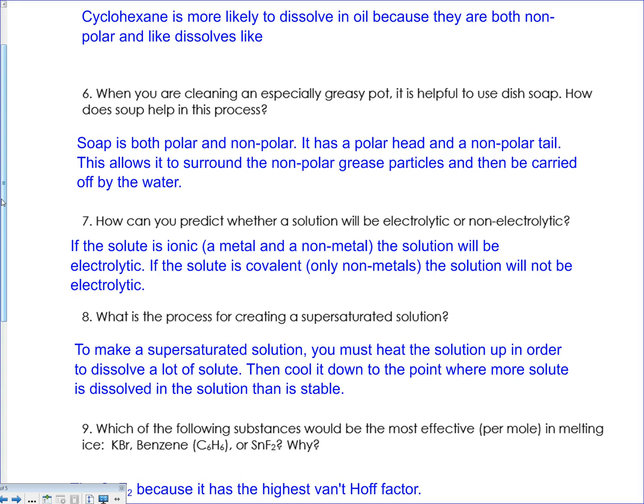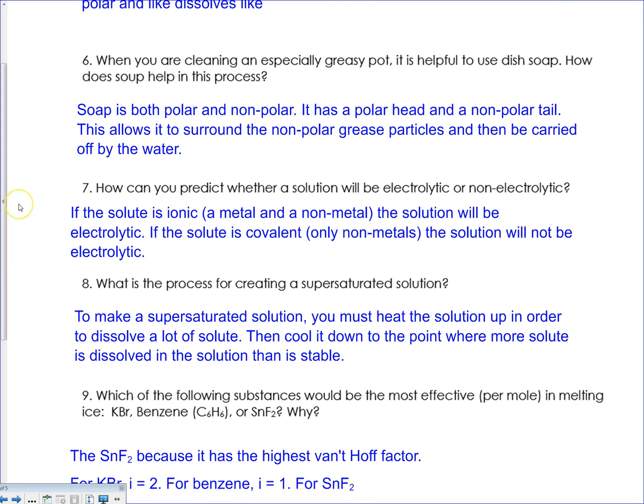And soap really helps with this because it's got polar ends and nonpolar ends. And so it makes sort of like a three-dimensional sphere barrier around the grease, and then it helps to carry it away. And so soap, I think, is actually really, really interesting in that way. It sort of bridges the gap between polar and nonpolar here.